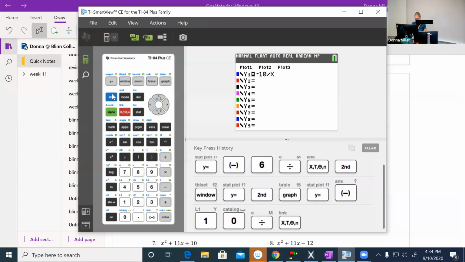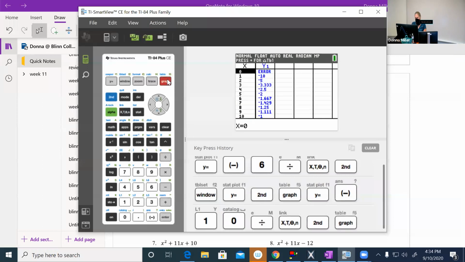So I'm going to go to the table, look at the second graph. You can see here's a list of all the factors. 1 and negative 10, 2 and negative 5. Forget the ones where it's not a whole number. 5 and negative 2, 10 and negative 1. So all the factors are there in the table. If you have trouble, like you couldn't remember the factors of 64, this is the way you get them. All right, you guys clear that online? You see my calculator? Okay, good.